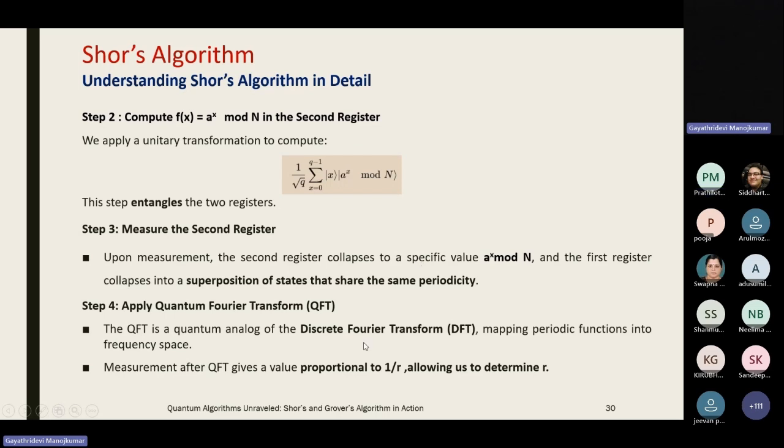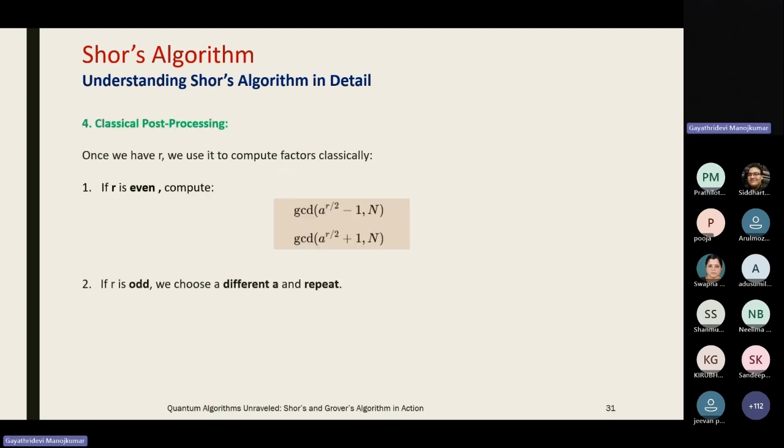Applying the quantum Fourier transform on this portion, we can measure a value proportional to 1/r, so that it can determine the r value over here. So this can be done.